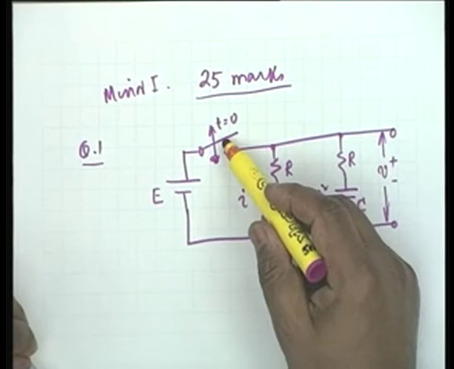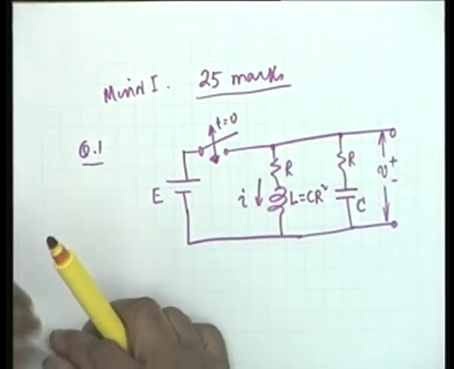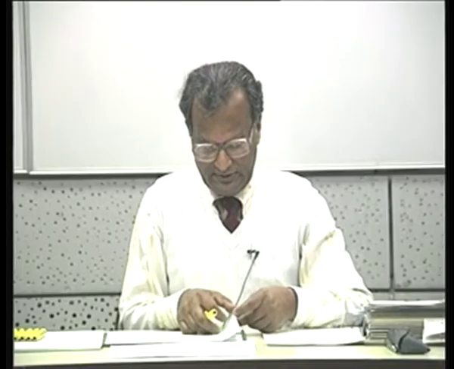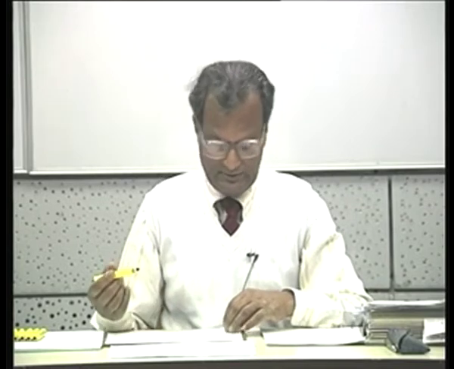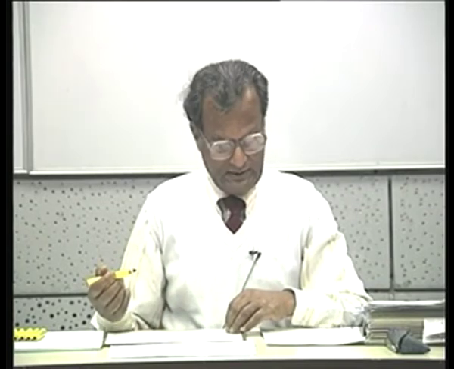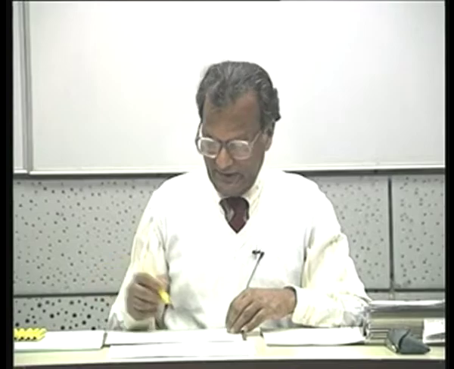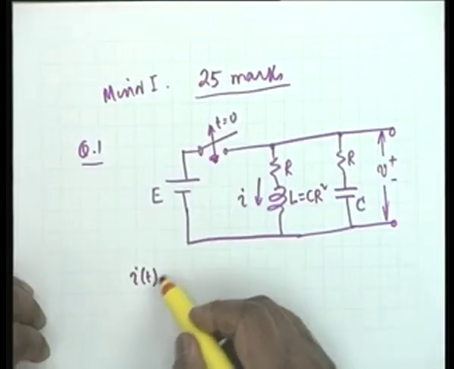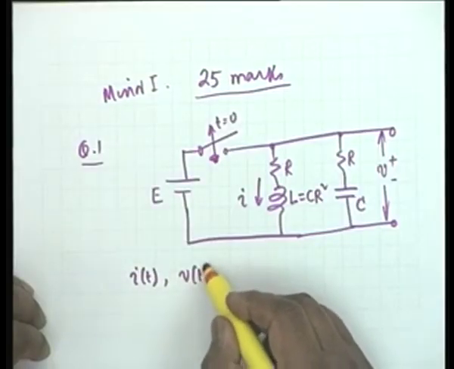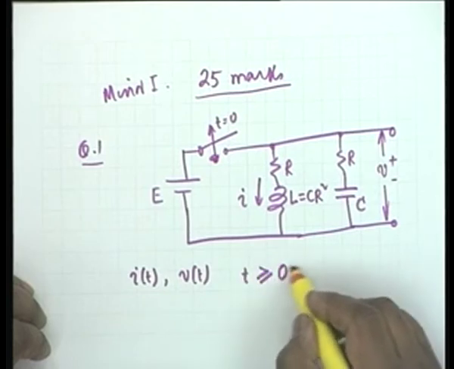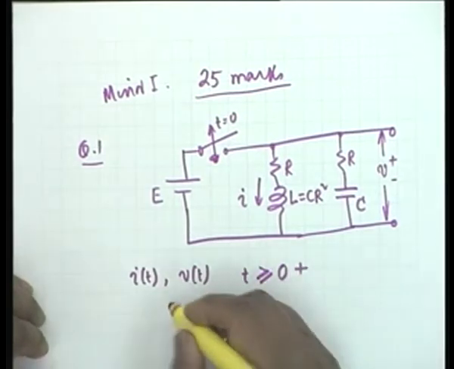The switch has been in the on position for a very long time, and at t equal to 0 the switch is thrown out. What you are required to do is to find out the current I of t and the voltage V of t for t greater than or equal to 0 plus. This is the question.